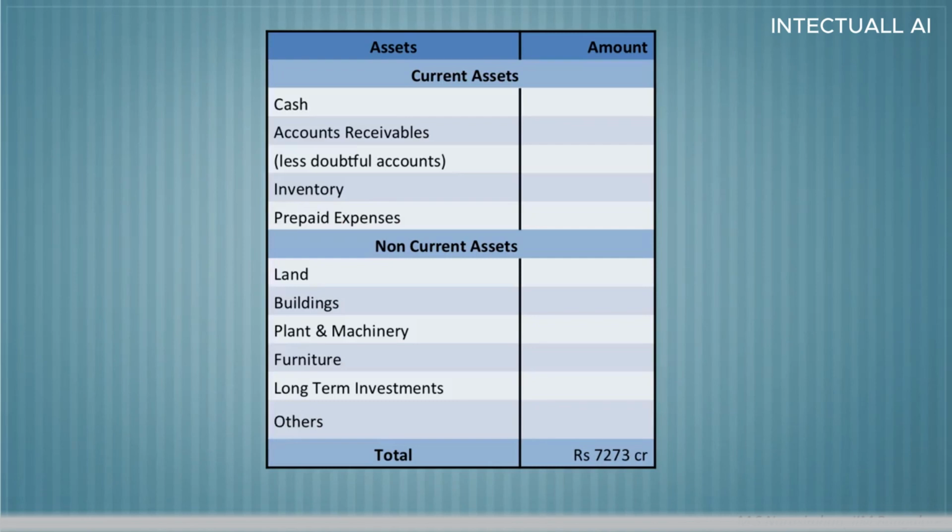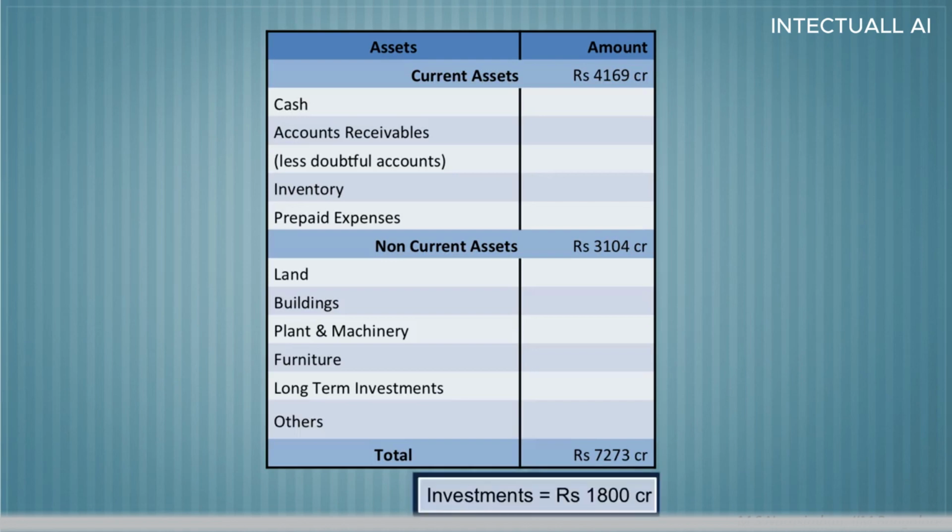Asian Paints total asset is 7,273 crores. Of this, 3,104 crore is non-current assets and the balance, 4,169 crore, is current assets. Another 1,800 crore are in investments. Like many large companies, Asian Paints is also a cash rich company.